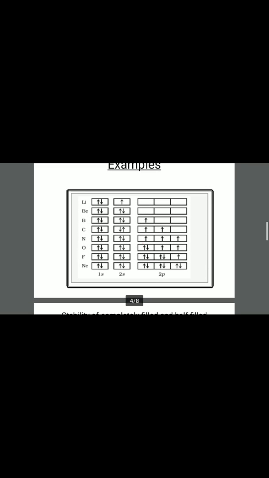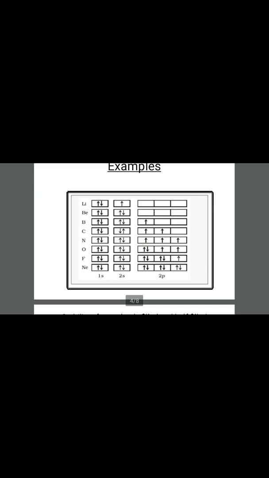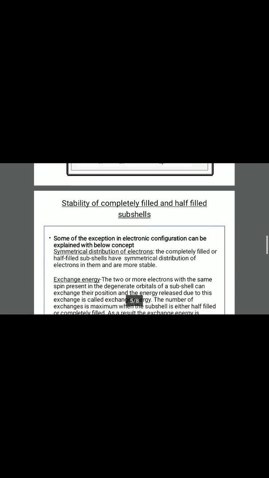There are lots of examples, and the best example, which I think is very important, is neon. What is the atomic number of neon? It is 10. It means you have to arrange 10 electrons. Now it is 1s2, 2s2, 2p6, which means 1s is fully filled, 2s is fully filled, 2p is also fully filled with 2p6.